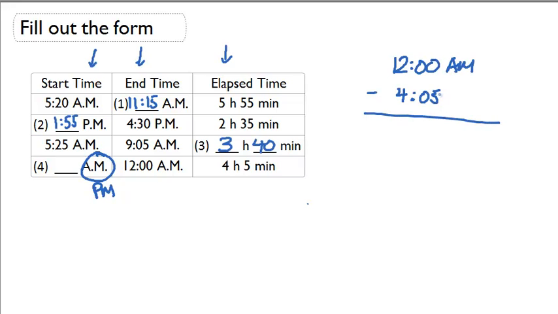What do we get? Well, I have to borrow another hour. And we get 55, 11 minus 4 is 7. Midnight, 4 hours and 5 minutes before that, should be 7:55 p.m. So this should actually be 7:55 p.m.